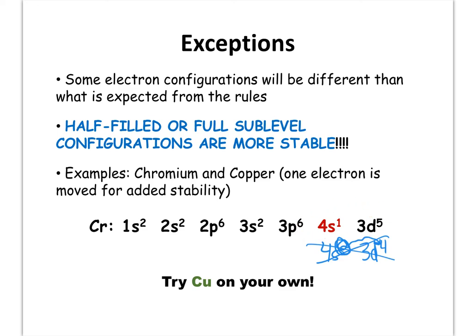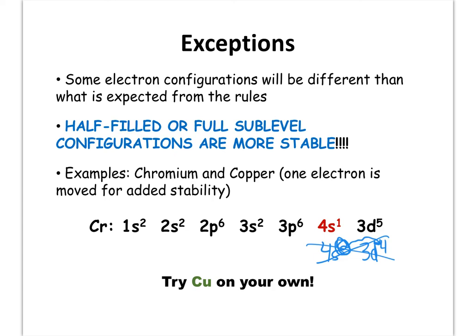It borrows one from the 4s and puts it in the 3d. So it becomes 4s1, 3d5. So yes, that is definitely something that you would not expect. You would not expect the d sublevel to be filling before the 4s is completely filled, but that's what it does.